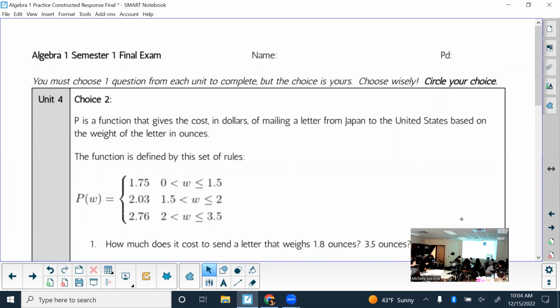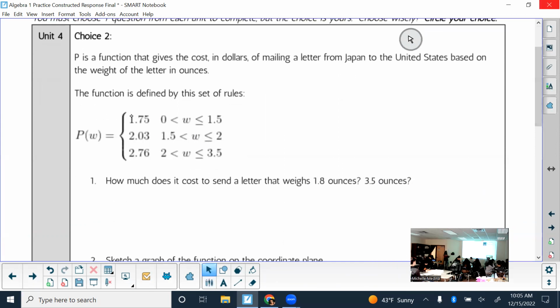Anyway, it says P is the function that gives the cost in dollars of mailing a letter from Japan to the United States based on the weight of the letter in ounces. And this is the last page where it says 4B. It looks a little different, but it's the same concept. The function is defined by this set of rules. So you have to know how to read the rules. Like, what is that 1.75 referring to?